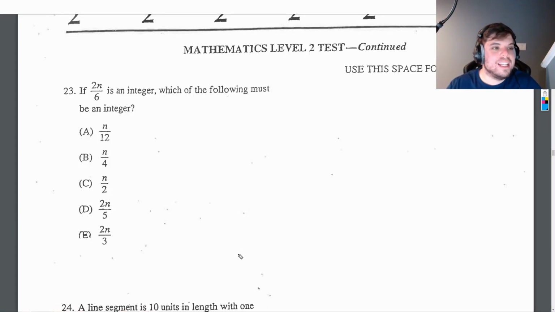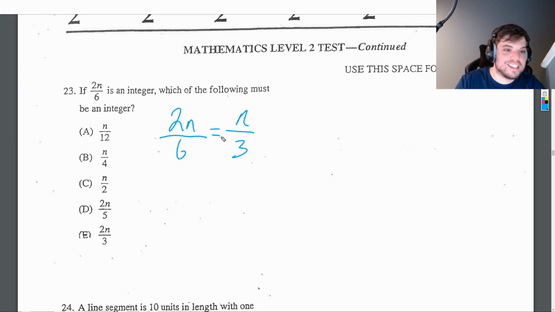If 2n divided by 6 is an integer, then which of the following must be an integer? So that means that when we multiply n by 2 and then divide by 6, we get an integer. Another way we can write this is n over 3. 2n over 6 is equal in every situation to n divided by 3. That means that n divided by 3 is an integer.